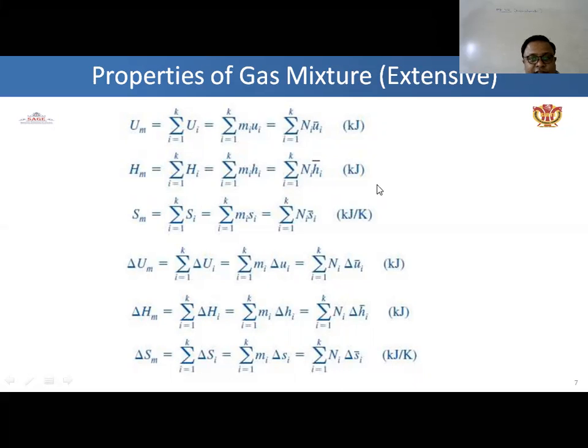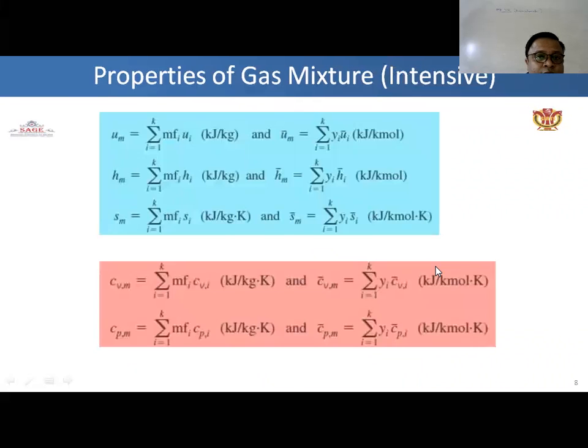It is already discussed above that internal energy is in kilojoules, enthalpy is in kilojoules, and entropy is in kilojoules per degree Kelvin. Properties of the gas mixture can also be intensive properties. It was already discussed in the previous class. The internal energy of the mixture, the enthalpy of the mixture, and the entropy are represented by mathematical formulas. Similarly, the specific heat at constant pressure of the mixture is represented in mathematical form.